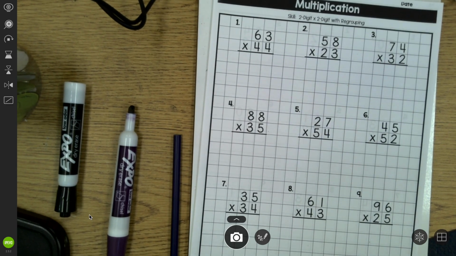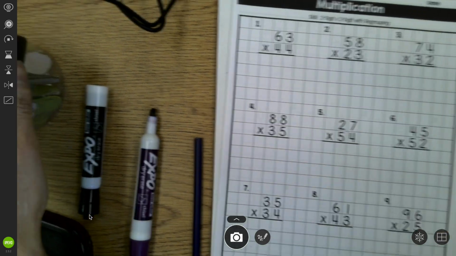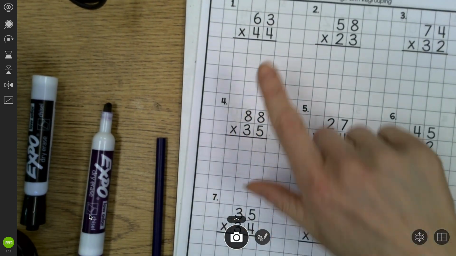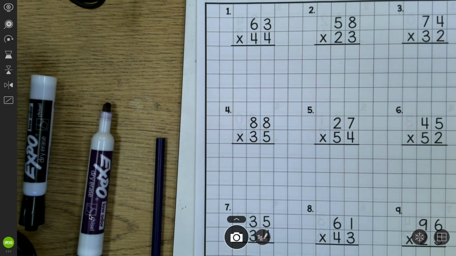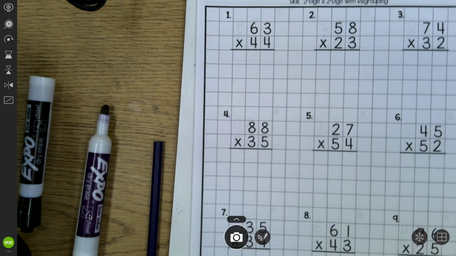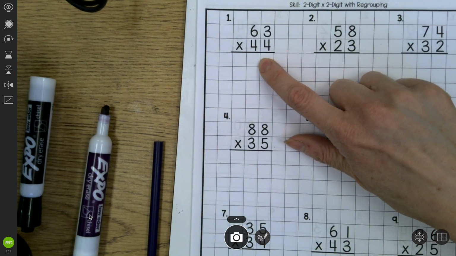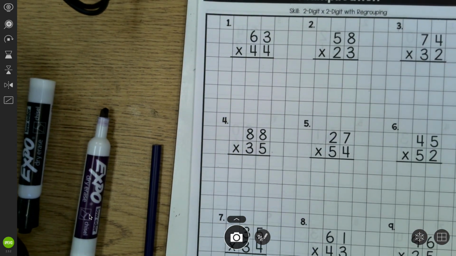And don't rush. Always double check your work. Make sure things make sense. When we multiply, our product or the answer is always going to be much bigger than our two factors, right? So if my answer is like 32, that could not be correct. Okay.